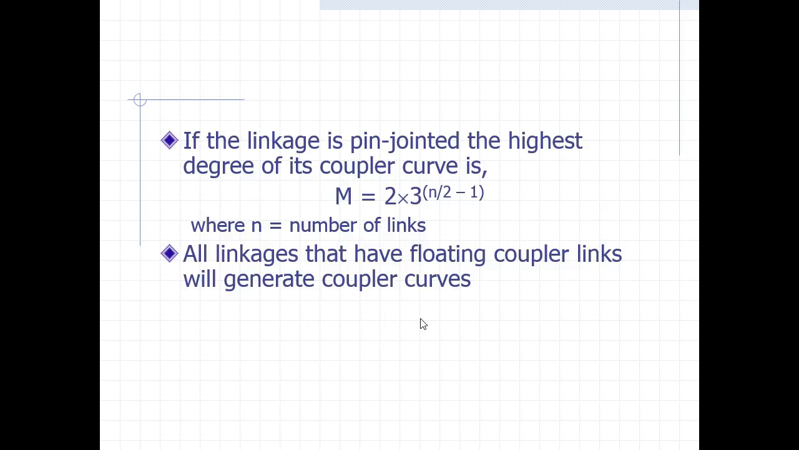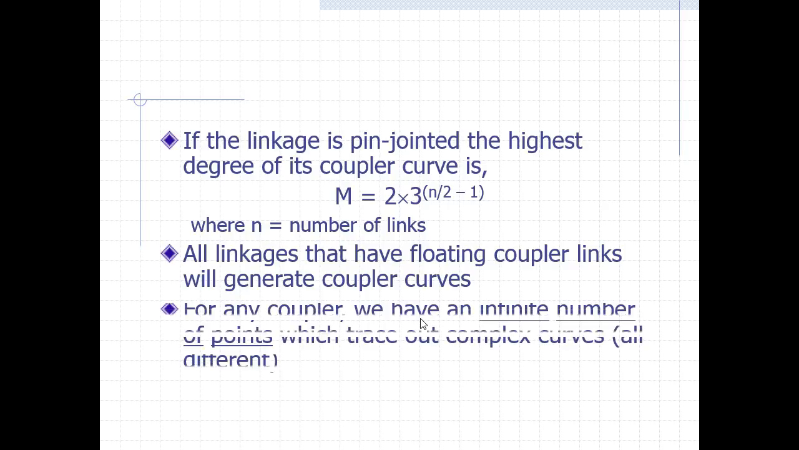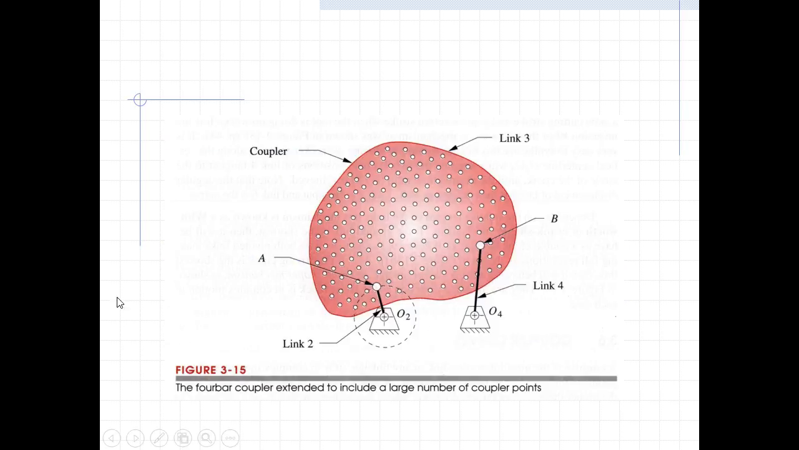All linkages that have floating coupler links will generate coupler curves. For any coupler, we have an infinite number of points which trace out complex curves, all of which are different. By infinite number of points, what we mean is that a coupler is often shown as simply a straight line between one link, in this case probably called the crank, and another link called the rocker, both of which are pinned to ground. We usually think of it as a straight line between these two.